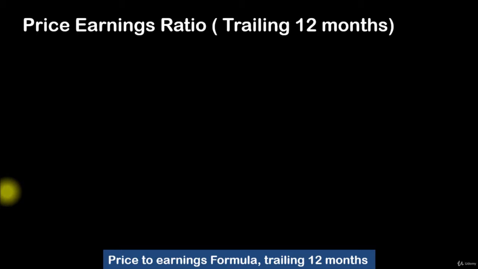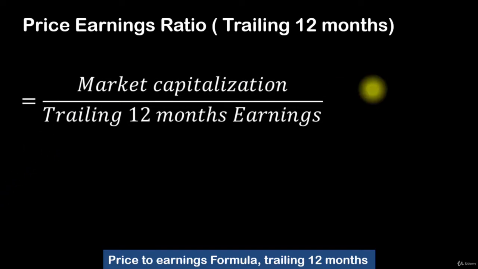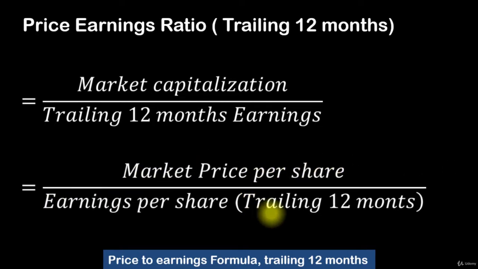The price earnings ratio formula is calculated by dividing the market capitalization by the trailing 12 months earnings, or equivalently, the market price per share divided by earnings per share. These two numbers are equivalent because the top formula calculates the ratio considering the company as a whole, while the bottom ratio calculates the ratio on a per share basis.